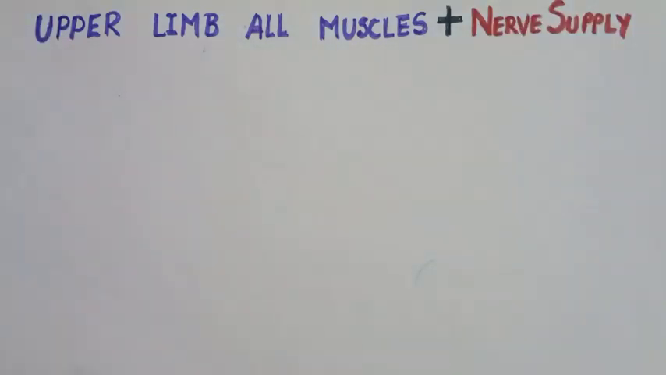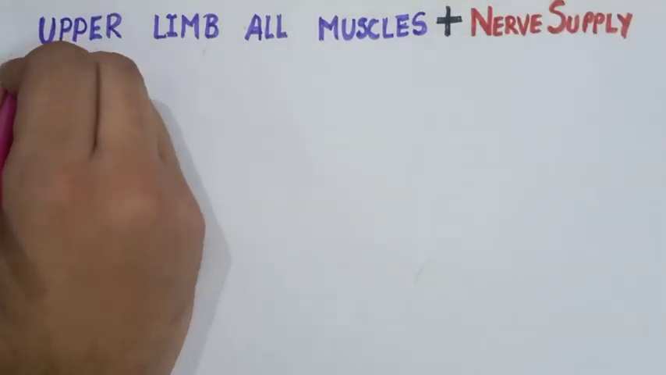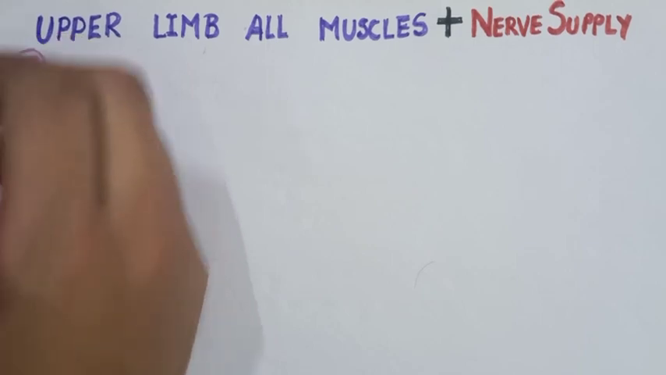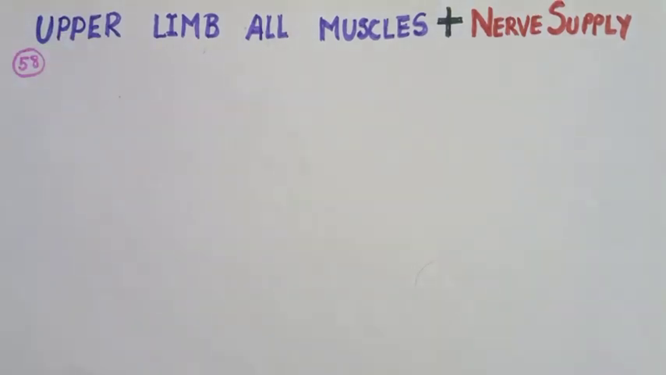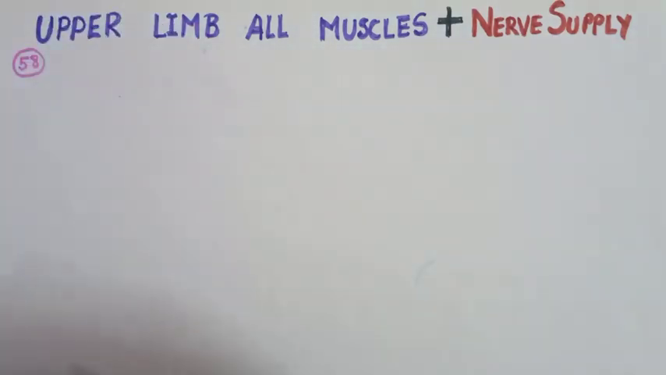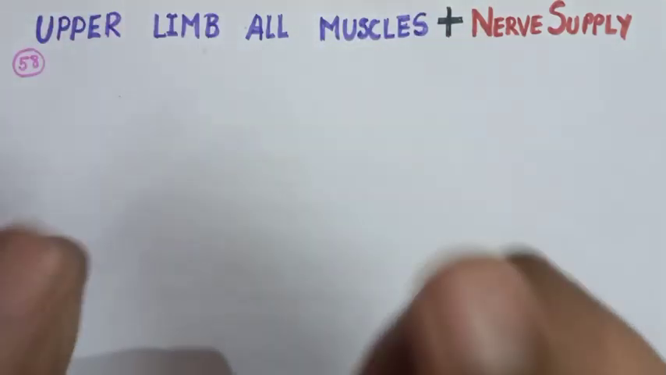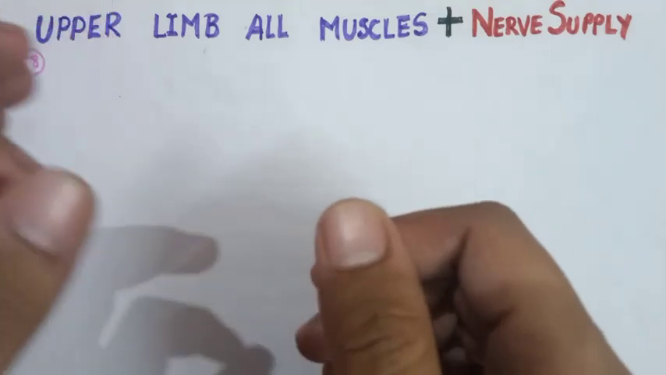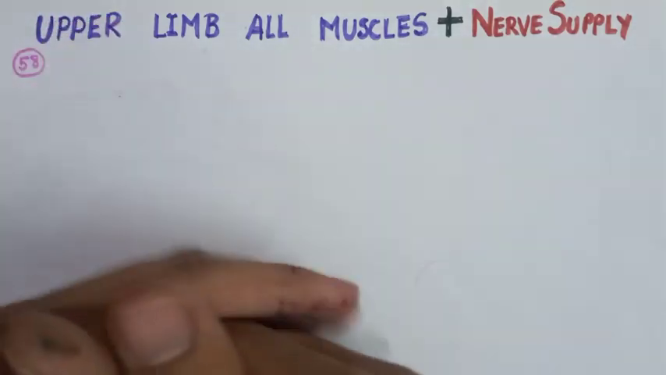In total we have 58 muscles to learn in the upper limb. Oh my god, you might be thinking that it's so difficult to remember all those 58 names. But let me tell you, it's very easy to remember if you follow the steps that I'm going to tell you. For the sake of understanding, or for the sake of reading the upper limb, we divide the upper limb into different regions.